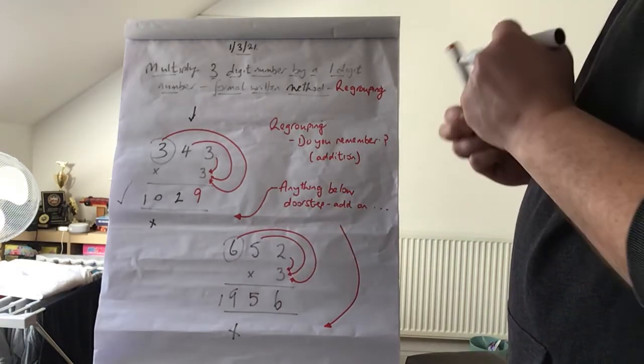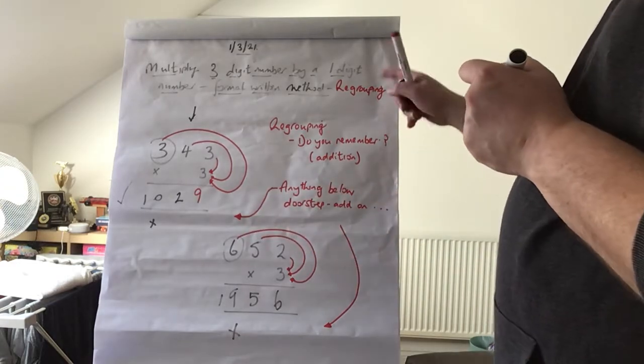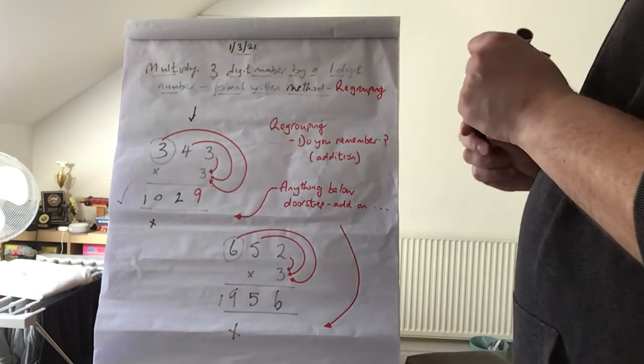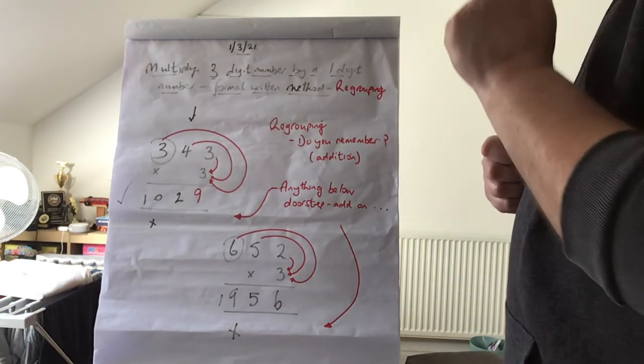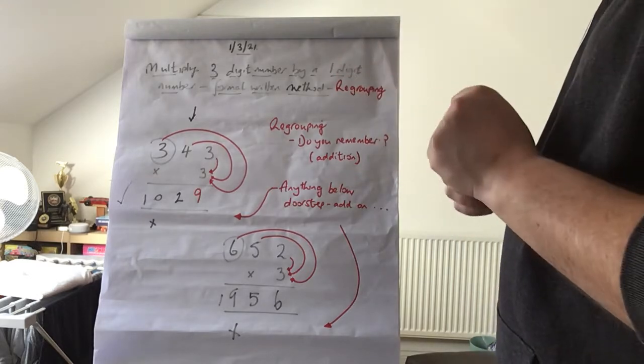Simple. Have a go at that. Simply regrouping in the tens column. You never know, tomorrow we might get some regrouping in the ones and the tens, which is a bit more complicated, but it's the same process. Have a go at that. Best of luck. You can always check your answers with a calculator.